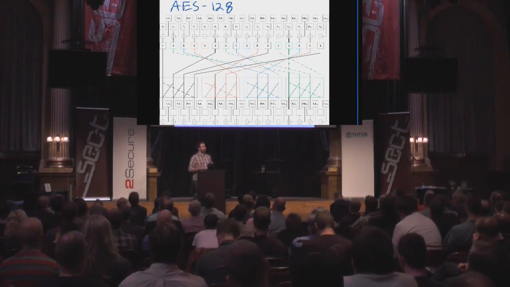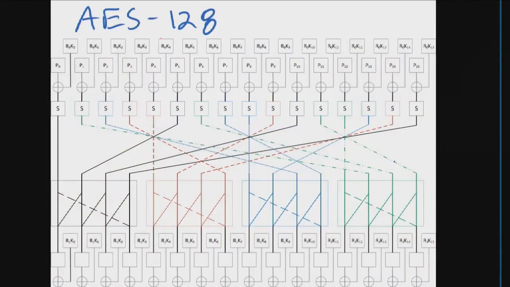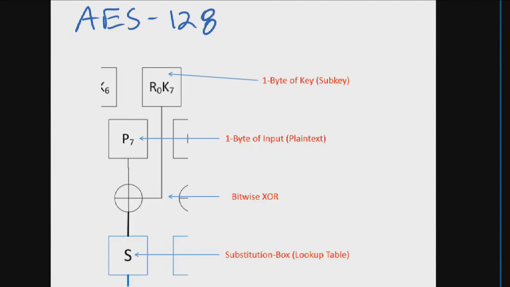What makes this cool is that when we look at a lot of algorithms, so this is AES 128, how it operates is that it has 128 bits, so it has these 16 byte inputs, these 16 byte keys, but right at the input, it actually just operates on 1 byte of the key, 1 byte of the plaintext. It XORs them together, and it actually passes them through a lookup table.